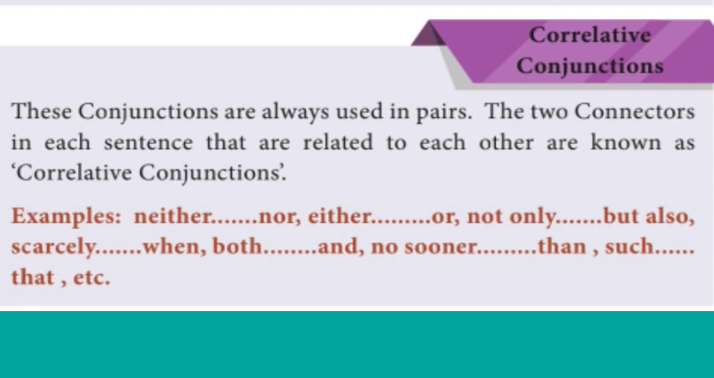See, next one, correlative conjunctions. These conjunctions are always used in pairs. The two connectors in each sentence that are related to each other are known as correlative conjunctions. Keywords: neither nor, either or, not only but also, scarcely when, both and, no sooner than, such that, etc.